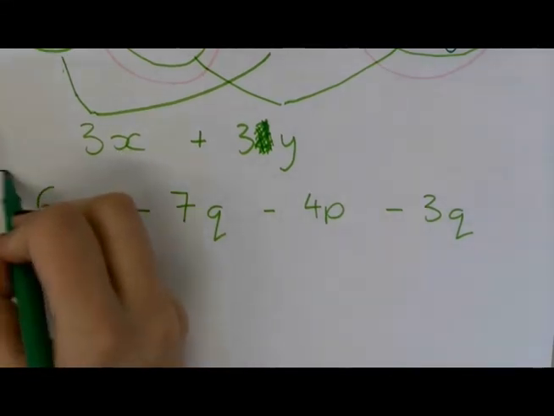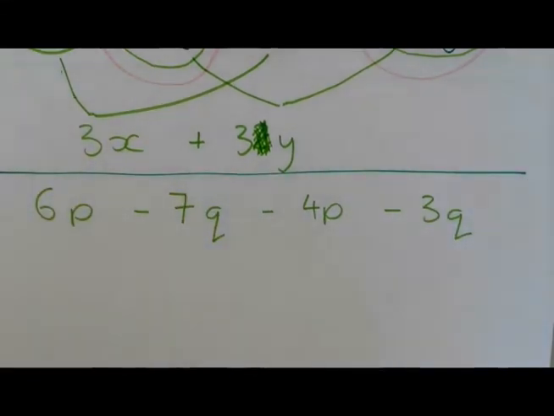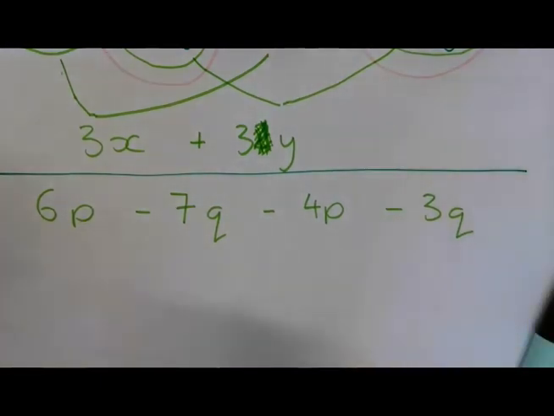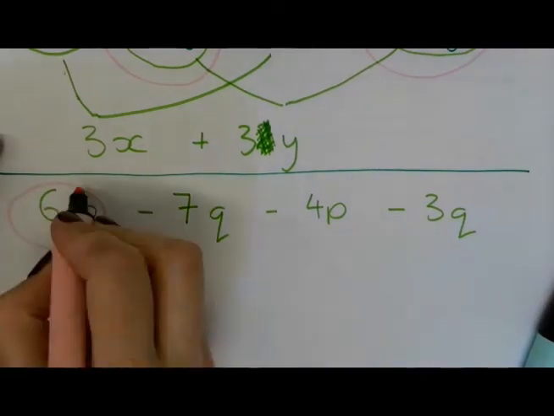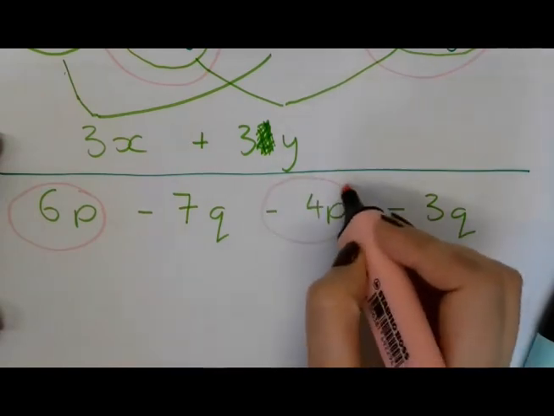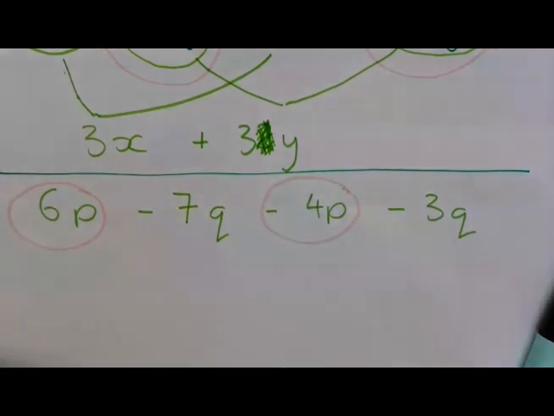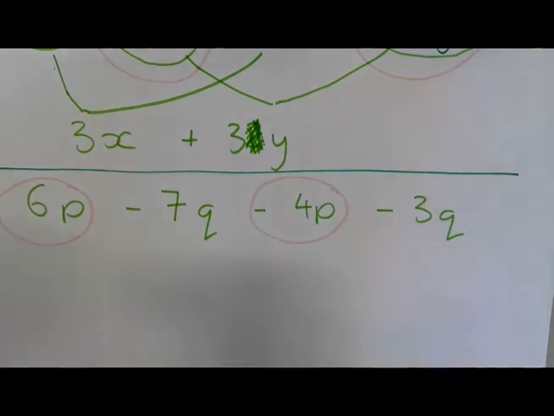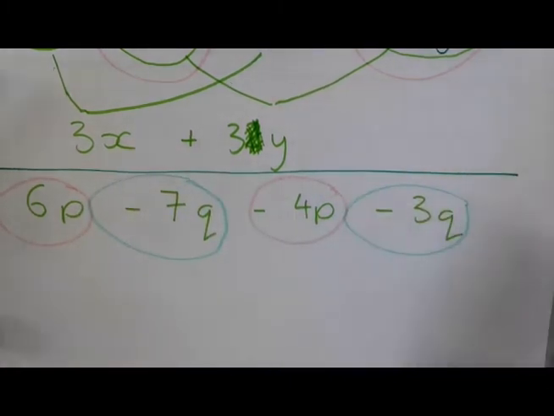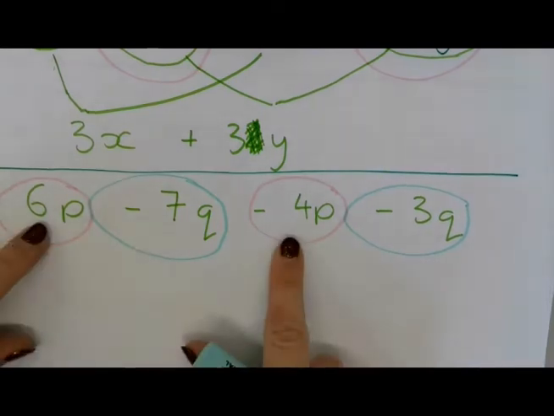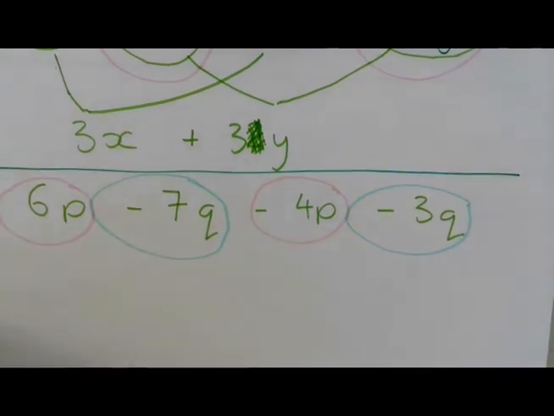So for this one here, pop a line just to separate them. We've got 6p minus 7q minus 4p minus 3q. So I'm going to bubble them off. I'm going to use different colours again. So the p's I'm going to do in pink. So I've got 6p and negative 4p. Sign stays with it. And negative 7q and negative 3q. So they're my like terms. My p's are together, my q's are together.